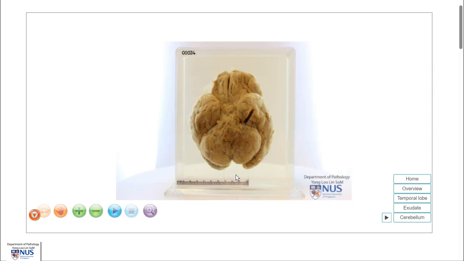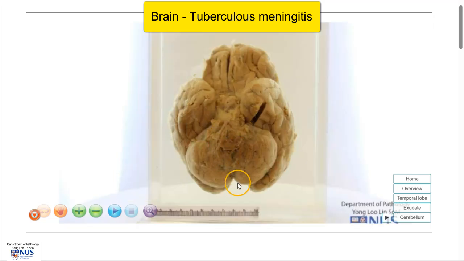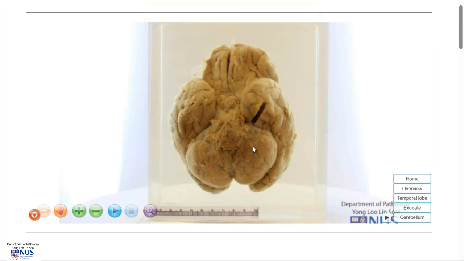Hello, this is a gross pathology specimen of a case of tuberculous meningitis. There is a separate video which describes the gross features of tuberculous infection in the brain, which includes tuberculosis of the brain parenchyma as well as TB meningitis. However, this video focuses on TB meningitis. There will also be a separate video describing the microscopic features of TB meningitis.